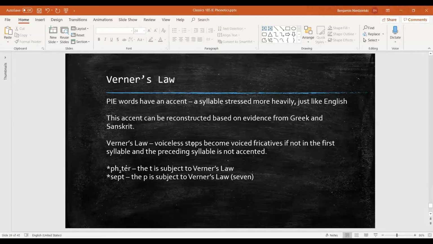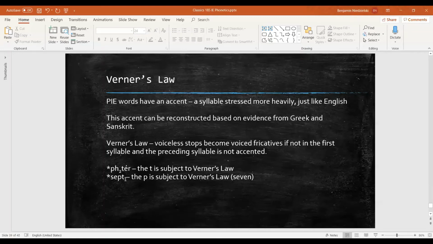So voiceless stops, which according to Grimm's law should become voiceless fricatives, will instead become voiced fricatives if they're not in the first syllable and the preceding syllable, the one that comes before it, is not accented. So here in the word for father, our accent is actually this second syllable, the ter. So what that means is the t is not part of the first syllable, and the syllable preceding it is not accented. This means that it's subject to Verner's law and comes out as a voiced th instead of a voiceless th. That gives us father.